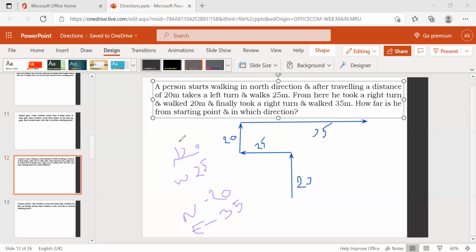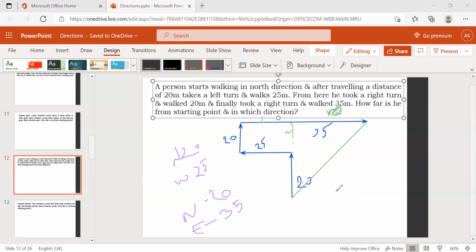Now, how far is he from the starting point, from here to here? I'll change the color. From here to here they're asking. What's the length of this? If you want to find this length, you need to know this side length and this side length, right? From here to here it's 35, and here to here it's 25. The remaining is only 10. And here it is 20, and it is also 20, so it is nothing but 40.